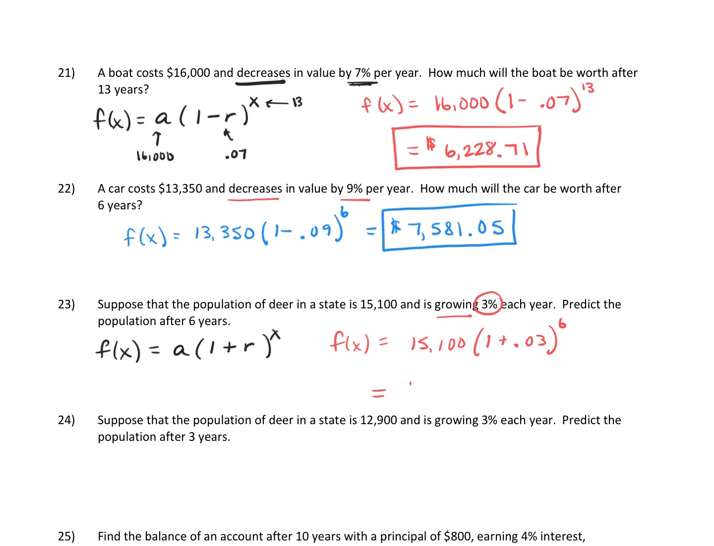So we have 18,030.18. That's going to round down. So 18,030 deer. So after 6 years, the population will grow from this 15,000 amount to this 18,000 amount.